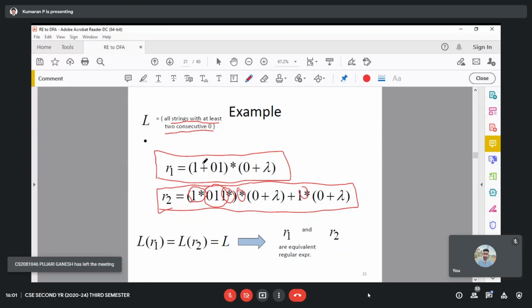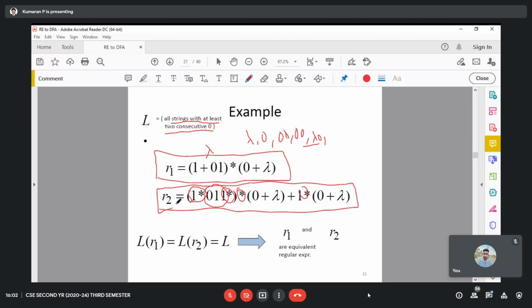So now, what is a minimal accepting string here? If you put lambda here, here only one you can take. So what will the minimum be? Lambda. Otherwise, 0. Otherwise, 0 lambda. Otherwise, 0 0. Otherwise, lambda 0. Right? You can think the same way for this.